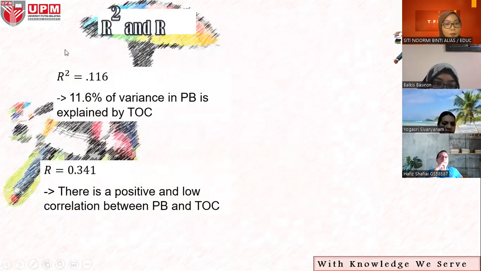Okay, so R square and R. R square equals to 11.6. So we can conclude that 11.6% of variance in PB is explained by task-oriented copying. Okay, and then for R equals to 0.341, there is a positive and low correlation between PB and TOC. The direction I refer to the result that we got from Pearson product moment correlation analysis, because in simple linear regression or multiple linear regression, it will not indicate the direction.